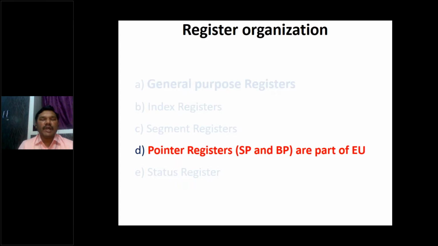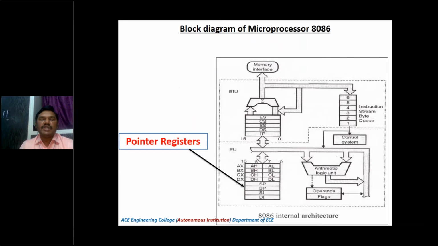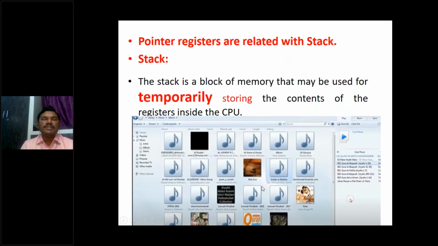Register organization: pointer registers. SP and BP, the stack pointer and base pointer, are part of the execution unit. Right? They are related to the stack. The stack is a block of memory that may be used for temporarily storing the contents of the registers inside the CPU. See here, what is meant by temporary storage?